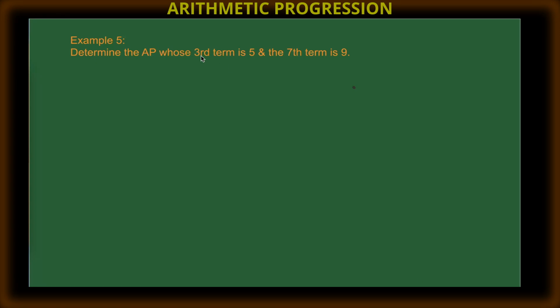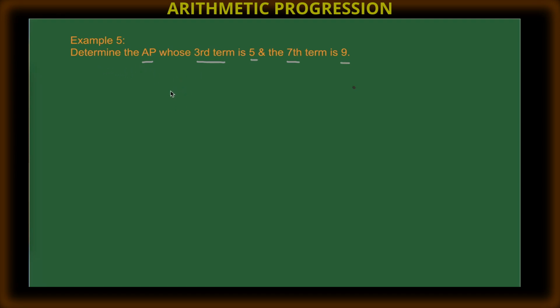Okay students, here we have another example. What it's trying to say is, determine the AP whose third term is 5 and the seventh term is 9. Here the terms of an AP have been given, but the complete AP is not given. Our aim is to get the AP. So how do we get it?